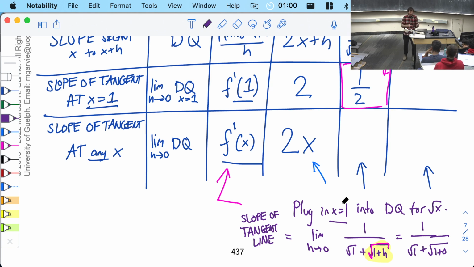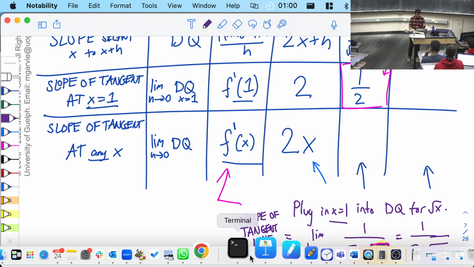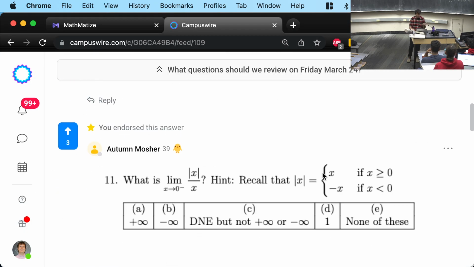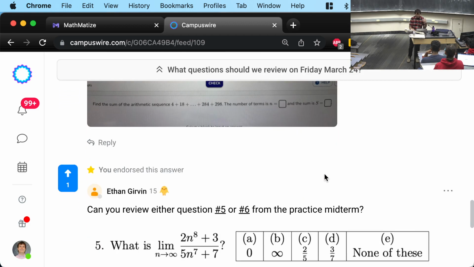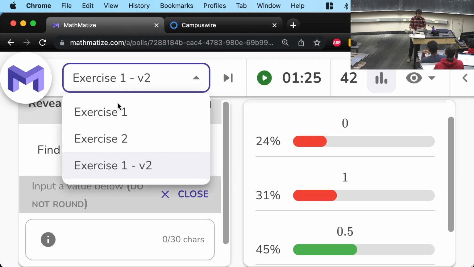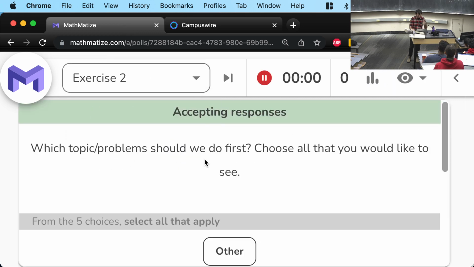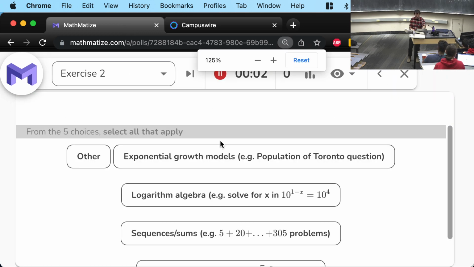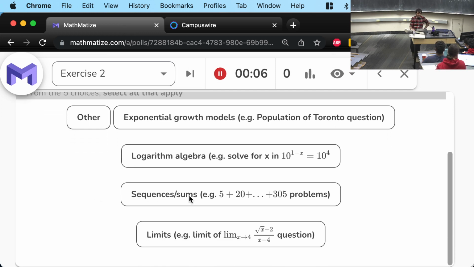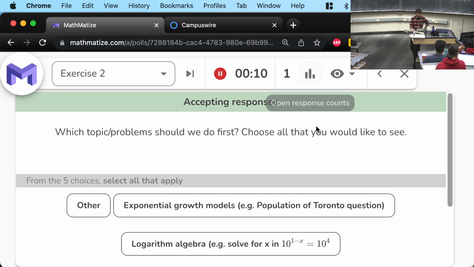So like I said, the rest of the class, we're going to go over these questions that were submitted on CampusWire, but we probably won't have time for all of them. So I made a little vote where you can tell me what type of question you want to do first, and I'll pick that type of question from CampusWire. So that is this question here, what topic should we do? And there are exponential growth problems, logarithm problems, sequences, limits, that kind of thing. And you can tell me what you want to do.